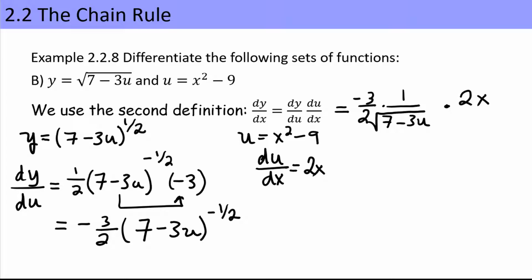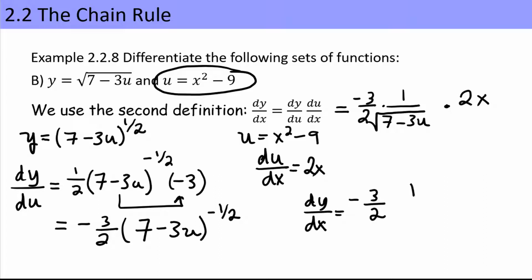Now the problem is we need our answers in the form of y and x only. We have a u, so we need to substitute the u into the first part of the equation, and now we will have dy dx is equal to negative 3/2 times 1 divided by the square root of 7 minus 3 times the quantity x squared minus 9, times 2x.